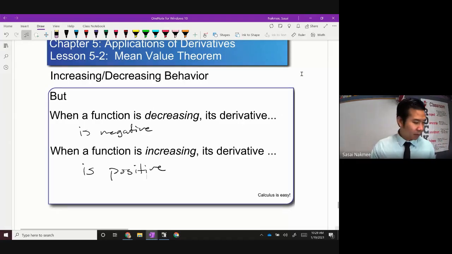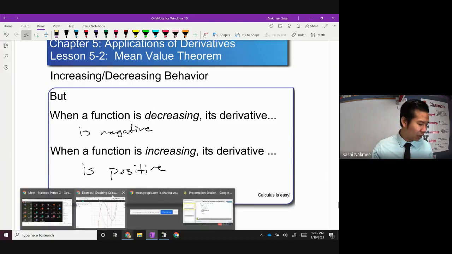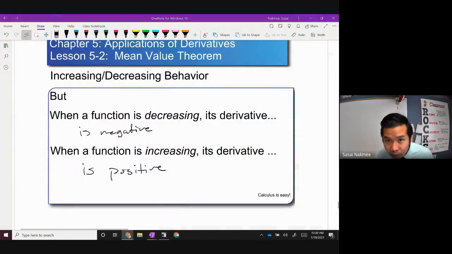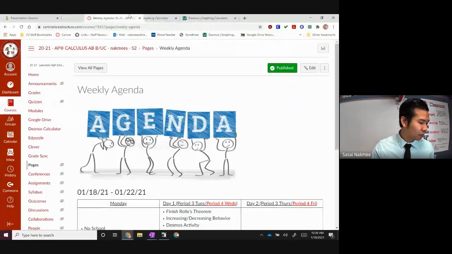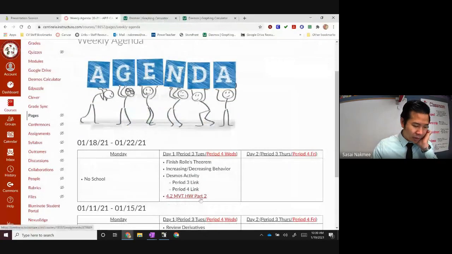All right, a couple things I want to wrap this up with. I have the second part of the homework for the mean value theorem posted onto Canvas. Let me show you that real quick. So let's go ahead and open this up over here. Right there, the second part of the homework is on there. I was going to do a Desmos activity, but we do not have time for that today, so I'm going to cross that out. So we talked about Rolle's theorem, increasing, decreasing behavior. The second part of the homework is already posted up, so you guys can start on that as well.